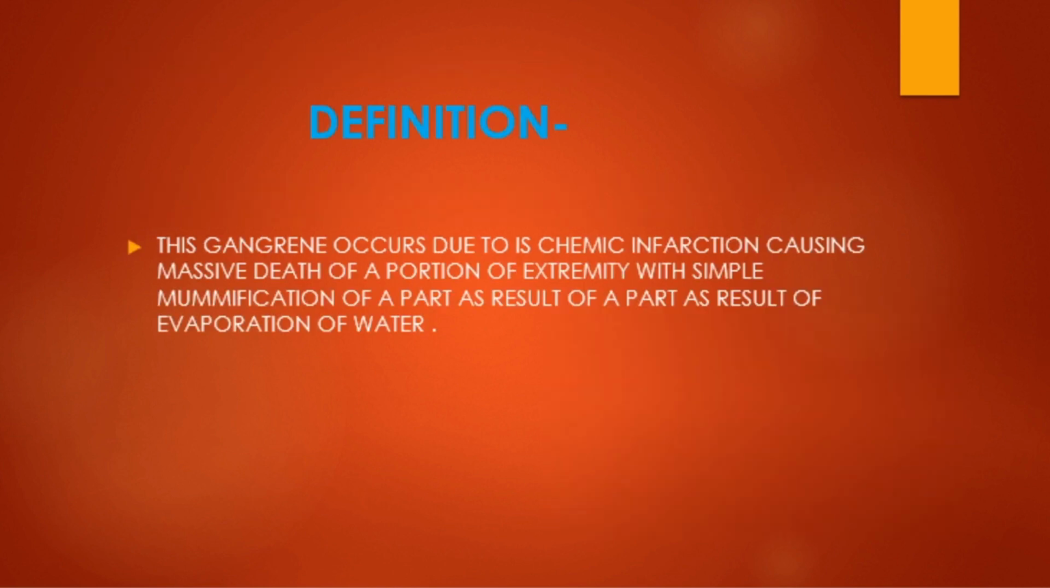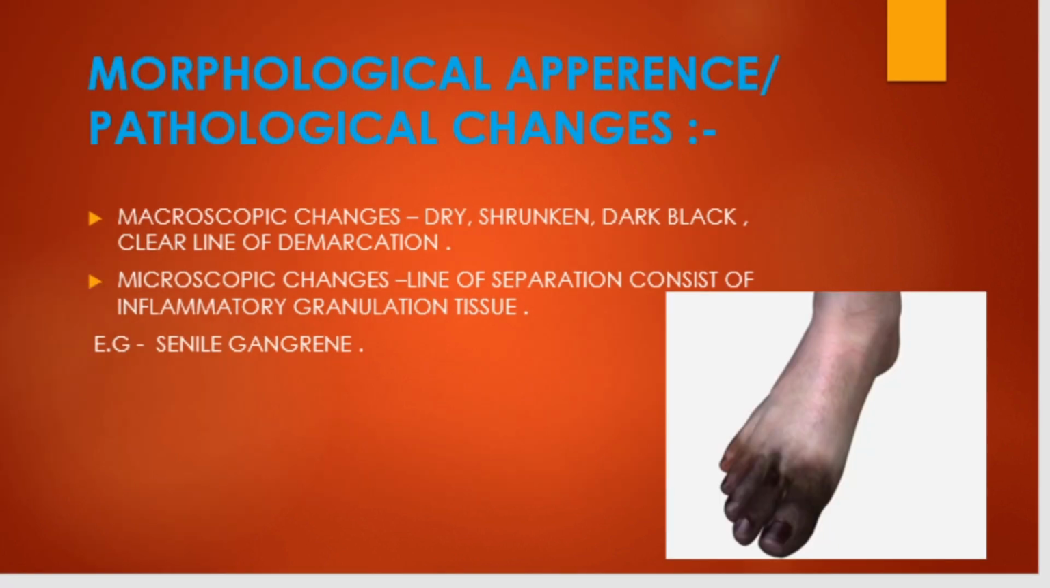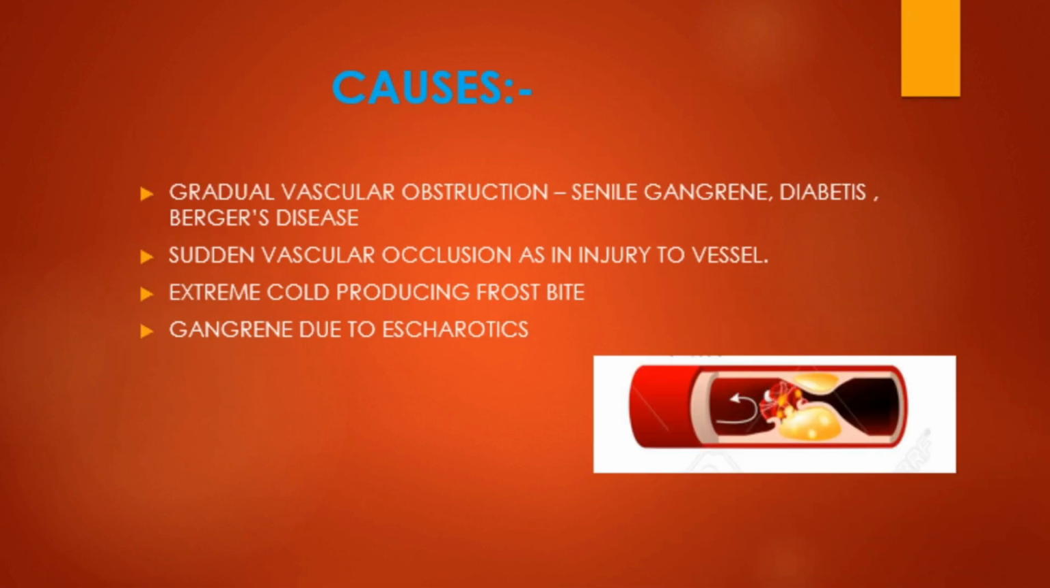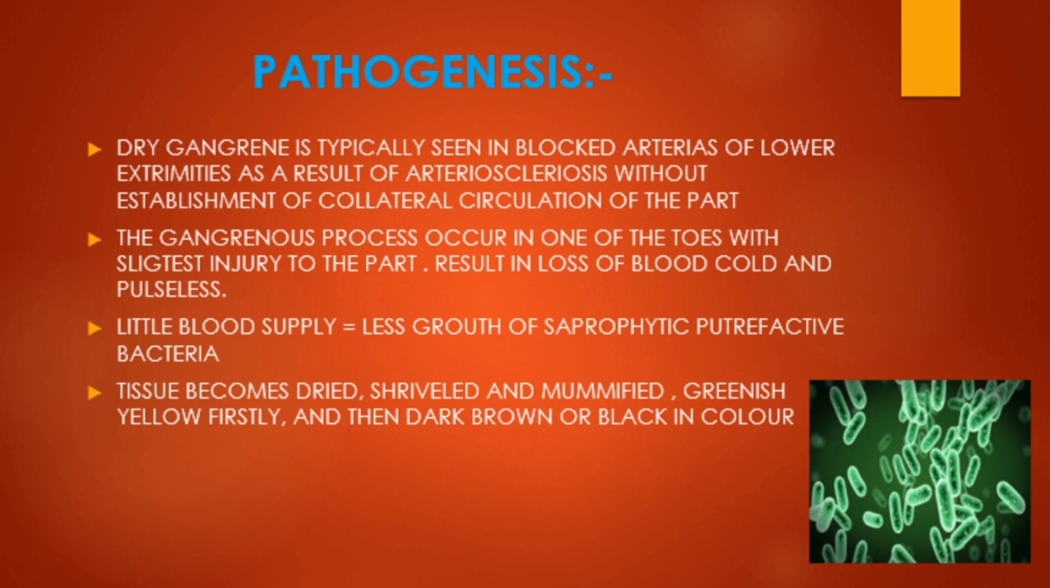The definition of dry gangrene: it occurs due to ischemic infarction causing massive death of a portion, which is nothing but the mummification of the part. Then the macroscopic and microscopic appearance, then what senile gangrene is. Then the causes of dry gangrene: why gangrene occurs, mainly because of vascular obstruction and cut off of blood supply to the forward part, which results in gangrene. Then the pathogenesis, how the process occurs step by step and lastly results in dry gangrene.